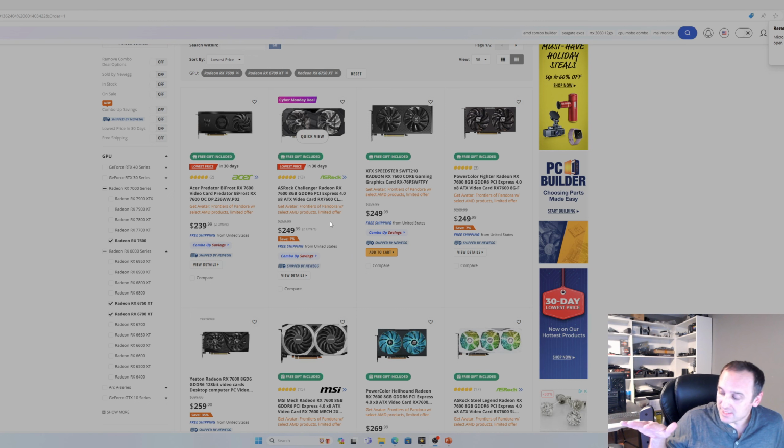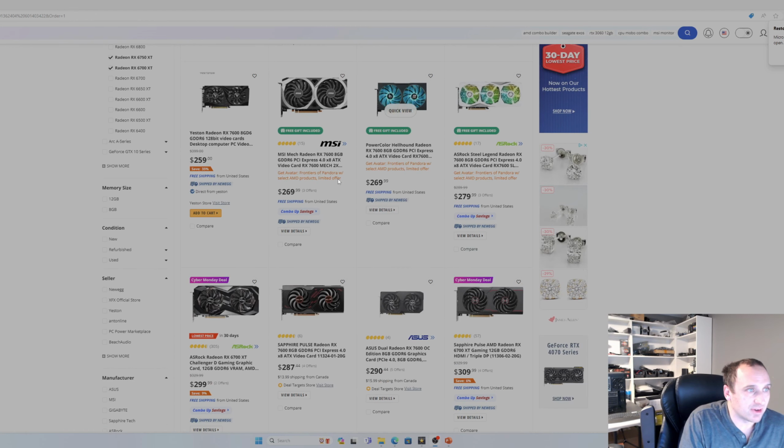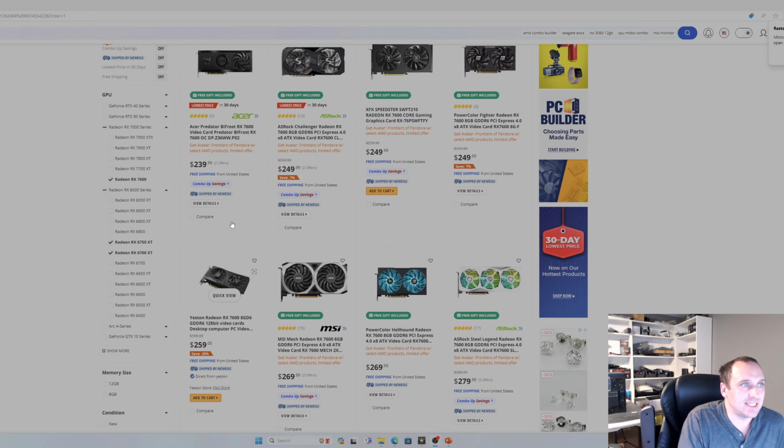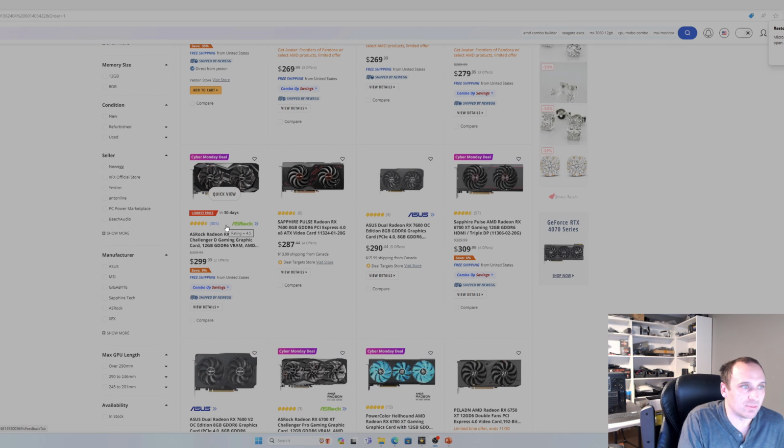Comparing the 7600 and onwards, it's $240 right now. That's the cheapest one you can get. For the 6750 or even 6700 XT, the next cheapest is right here, $299. So we're talking a $60 difference, which is about 25% more expensive. Are we going to get 25% more performance from that increased cost? We're going to take a look. We'll compare 1440p, 1080p, ray tracing, and FSR.